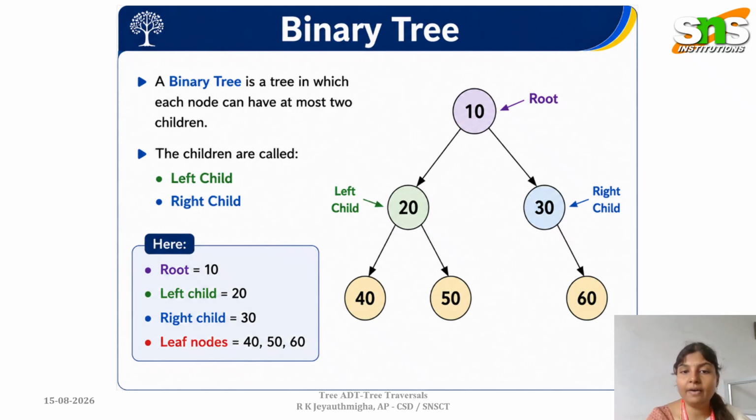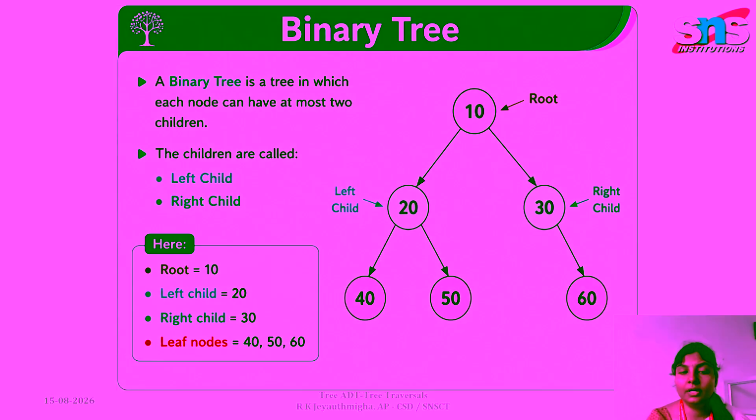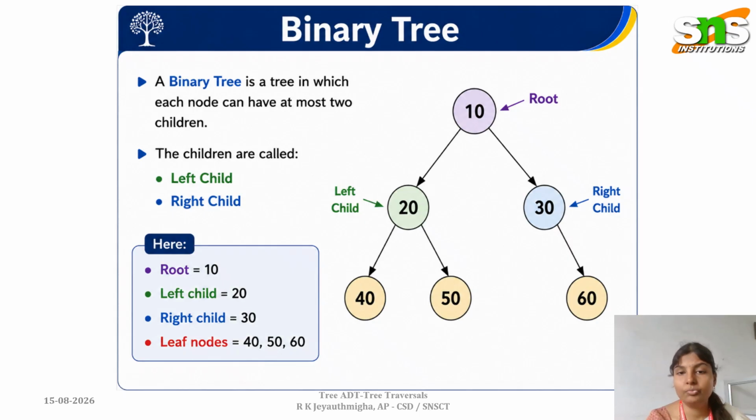Here we have a tree representation where 10 is the root, 20 is the left child, 30 is the right child, and the leaf nodes are 40, 50, and 60.